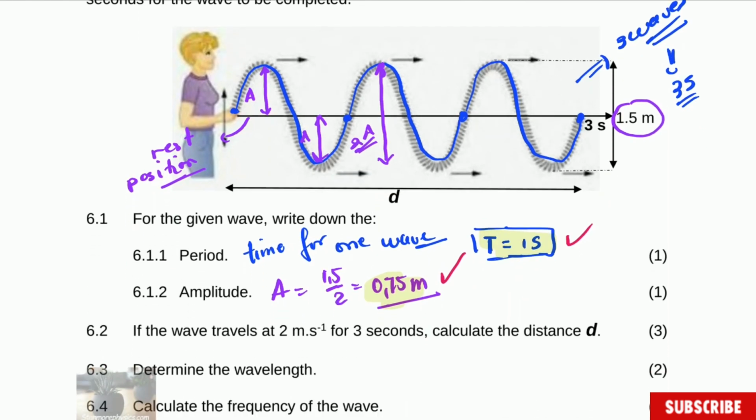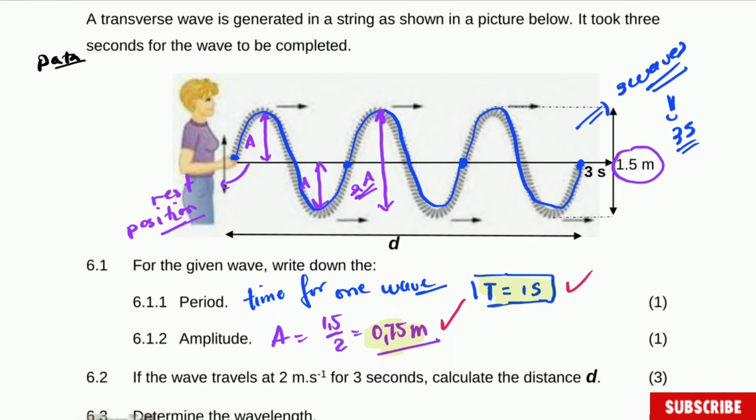The question says if the wave travels at 2 meters per second for 3 seconds, calculate the distance. Now for this question, let's write here quickly the data in this top left corner. We have the speed of the wave. We can write it in words or in symbol if you want. Speed is equal to 2 meters per second. There we go. The time is equal to 3 seconds. We're looking for distance.